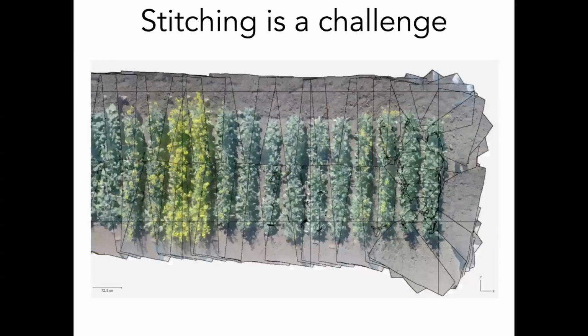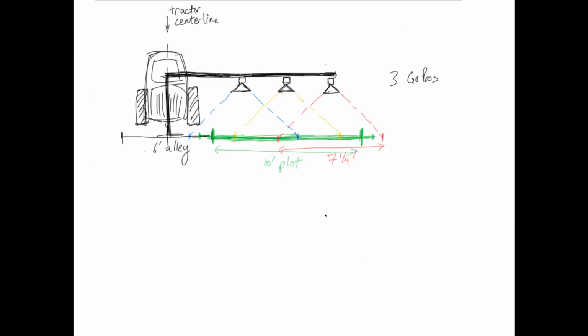Generating orthomosaics with drones, you have a few pictures over the whole field. Whereas with very close-up images, even just over a section of the field, like a plot or a range of rows in this case, you have many, many images to stitch. So this is certainly a bottleneck that we have to face as a challenge.